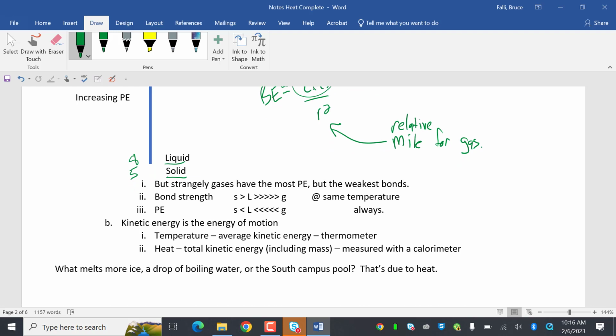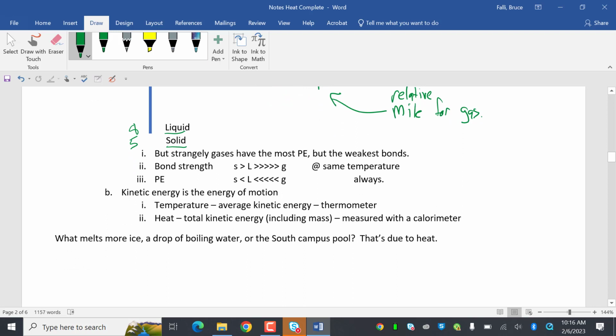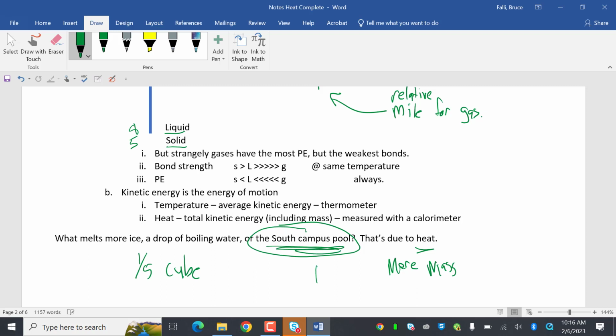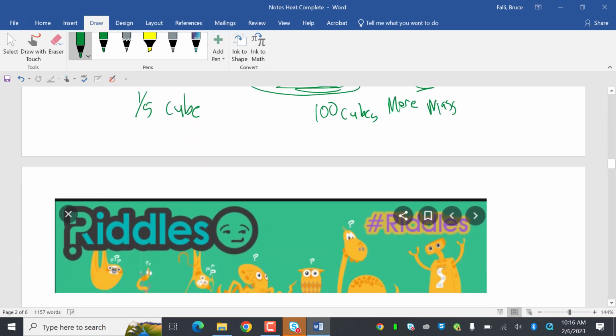Kinetic energy is the energy of motion, and temperature is the average kinetic energy, and it's measured with a thermometer. Heat is the total kinetic energy, including mass, measured with calorimetry. So what would melt more ice, a drop of boiling water or the South Campus pool? I hope you would say the South Campus pool. Why is that? It has more heat because it has more mass. A drop of boiling water might be able to melt 1/5 of a cube, but even the cold South Campus pool could melt 100 ice cubes. Easy, right?